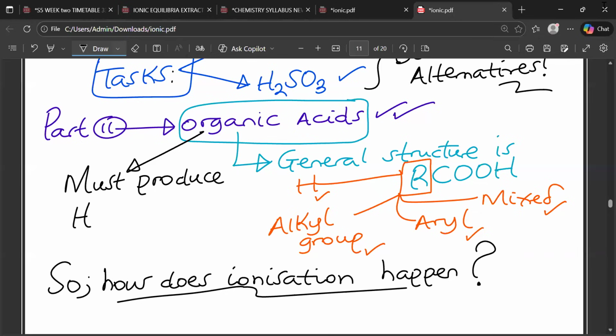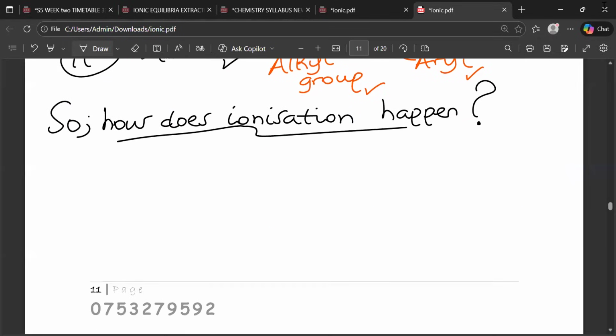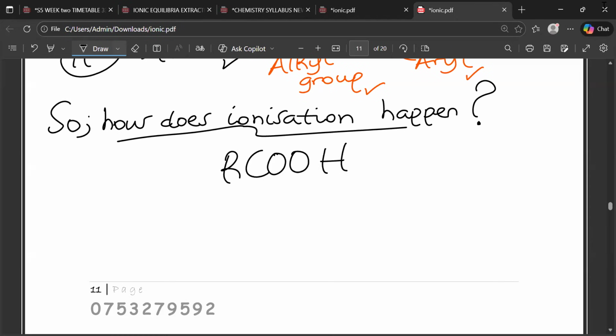They must produce what? H plus, the hydrogen ions, which is what they call a proton. So they must donate a proton because they're acids. So how does ionization happen? This is how it happens. As usual, you know what we call a boundary line. This is where the boundary line is drawn. Hope you understand. This H is what will go off as our proton, and this balance will be left as a negative. You get the point? As simple as that.